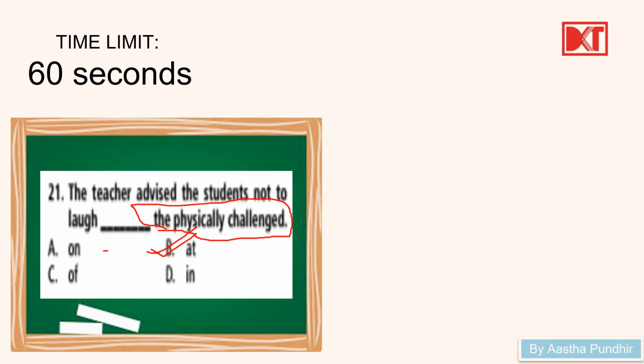Then on can be used for telling about the surface. Of can be used for telling about the purpose. Sorry, not the purpose. Of can be used to tell about belongingness to something. In can be used to tell about undefined time.